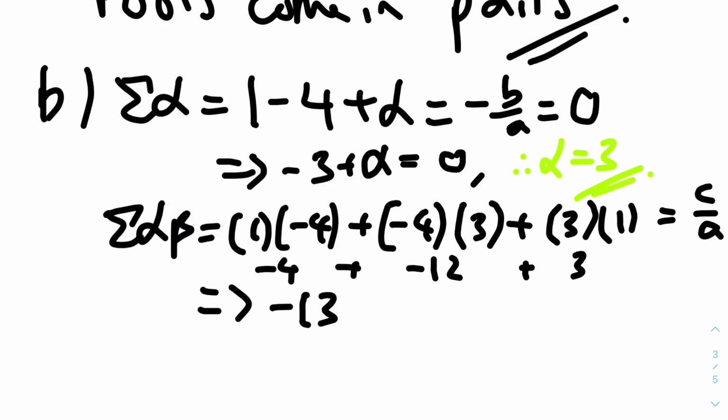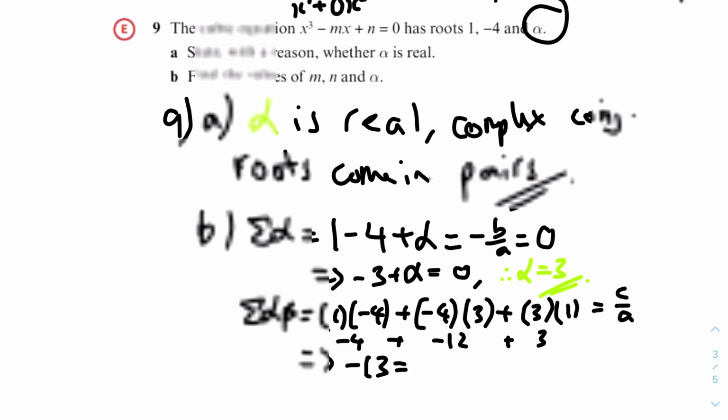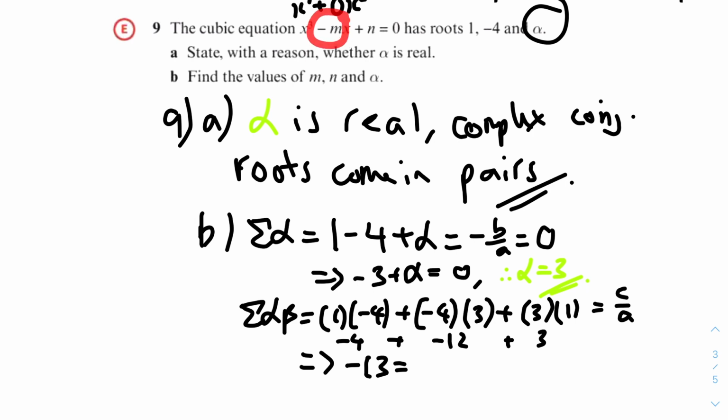Oops, minus 13 equals C, which in this case is equal to minus M. And A is 1. So this equals minus M over 1, which is minus M, right? Therefore, M equals 13, like so. And for the last part, solve for N.